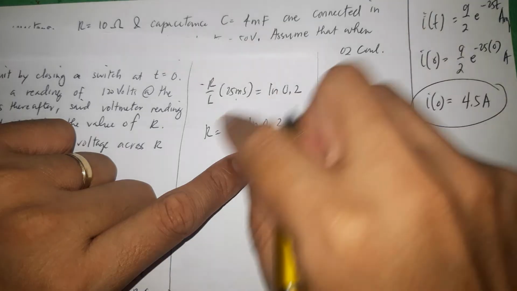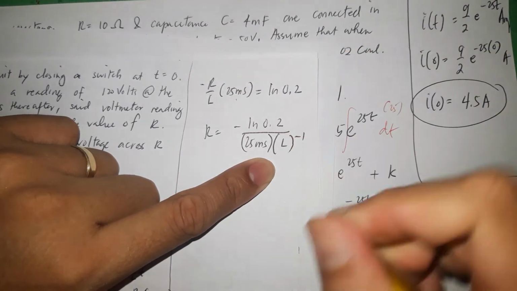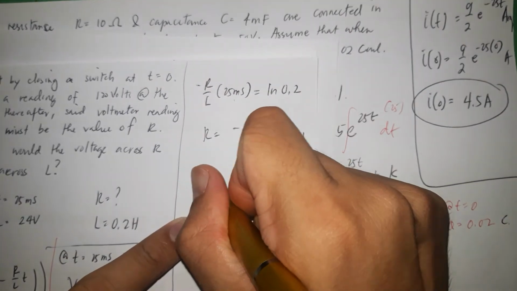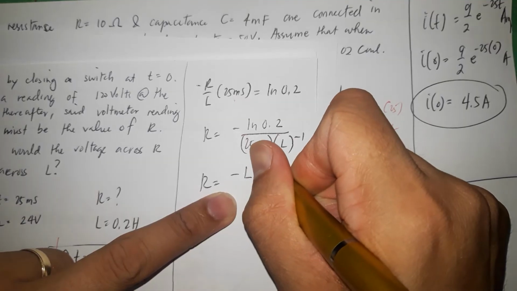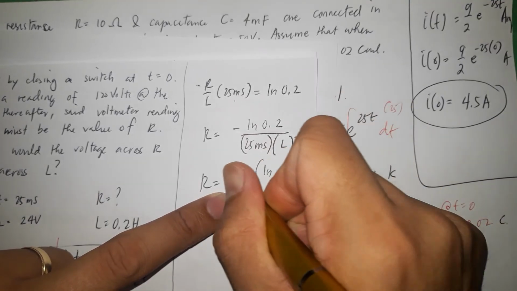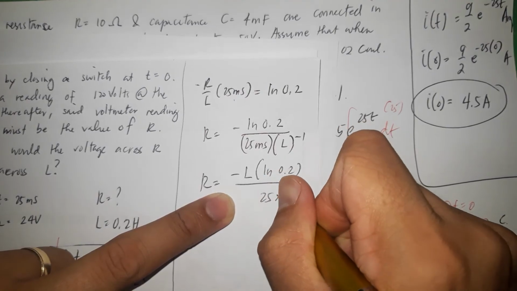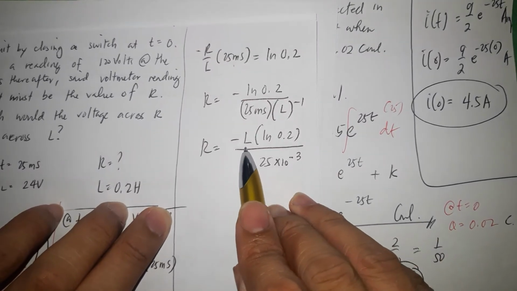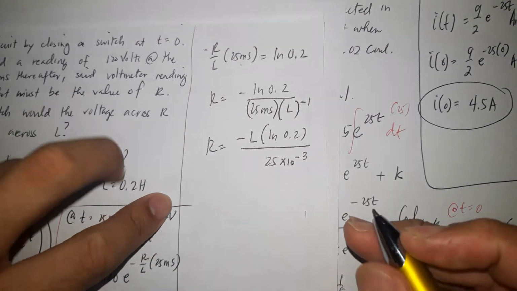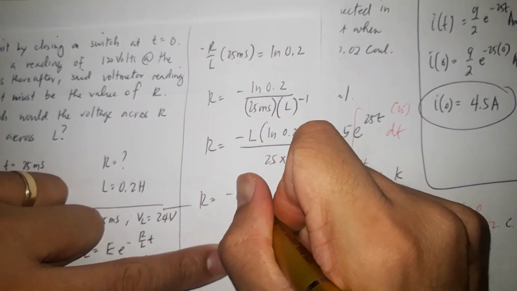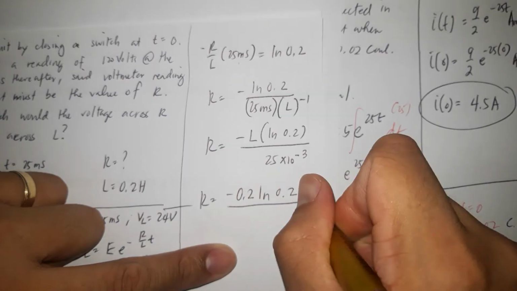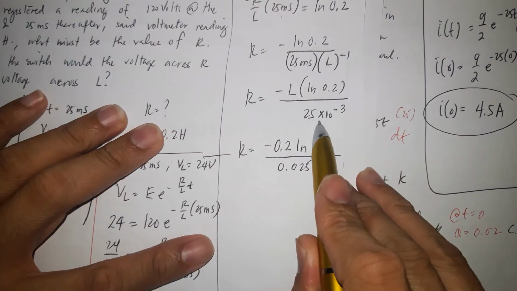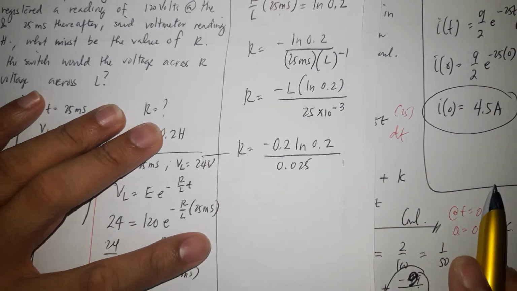L is on the numerator, so I just have to put a negative so that I can bring it up. Cross multiply, so R here is negative L ln 0.2 over 25 times 10 to the negative 3. L here is 0.2 as per given. So R is equal to negative 0.2 ln 0.2 over 0.025. You move the 3 decimal places to the left.